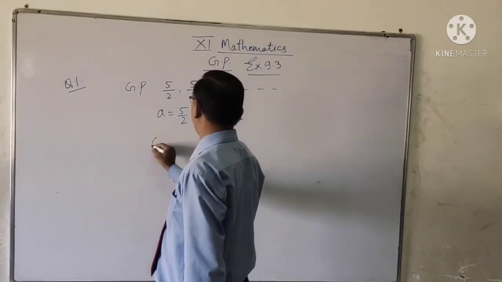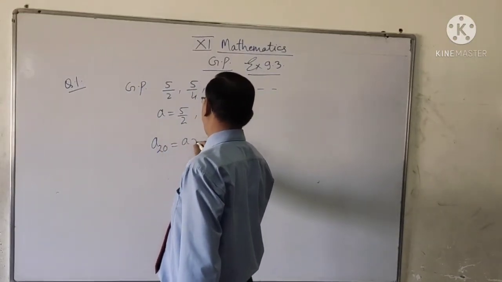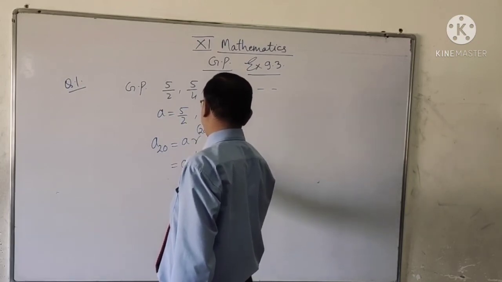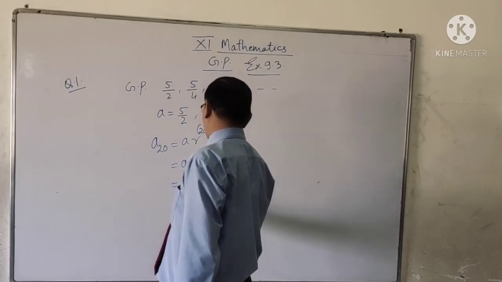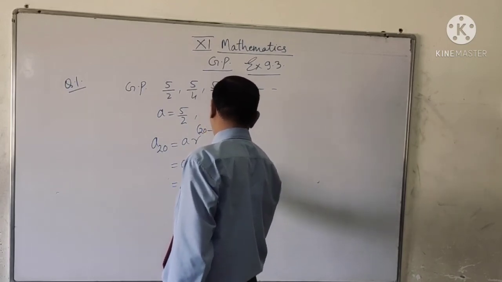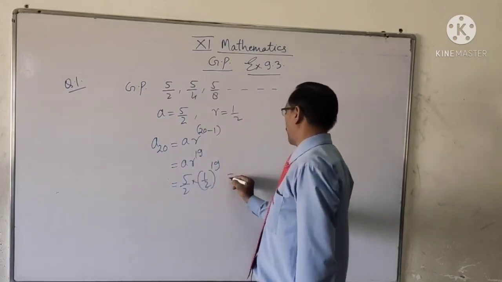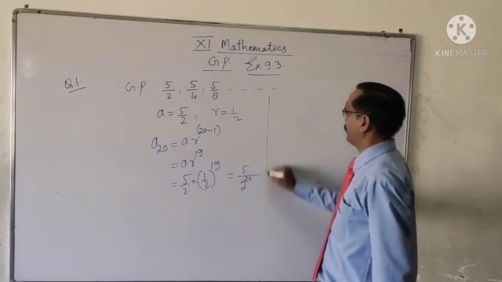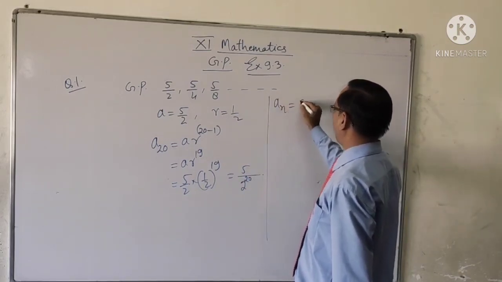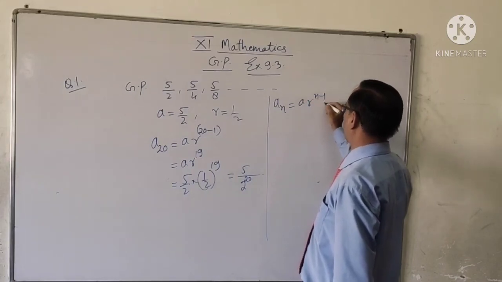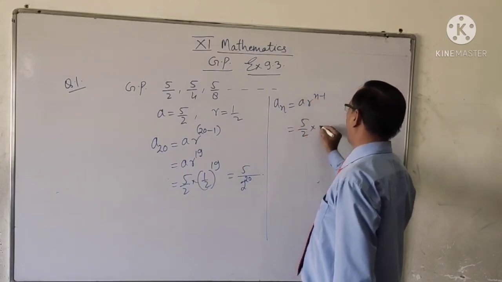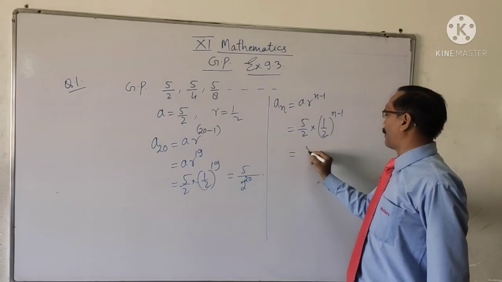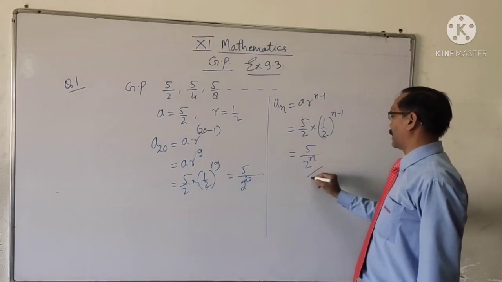Now A20 equal to A R power 20 minus 1, or it is A R power 19. A equal to 5 by 2, R equal to 1 upon 2, power 19, or we can write 5 upon 2 power 20, and no need to simplify more. Same for the nth term, it is A R power n minus 1. A is 5 upon 2, R is 1 upon 2, power n minus 1. So it will be 5 upon 2 power n. It is the nth term.